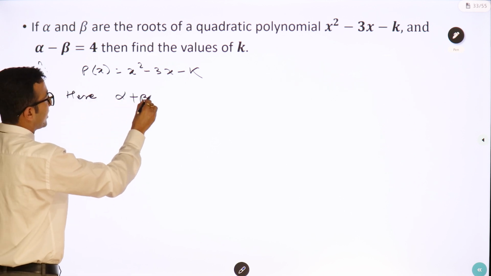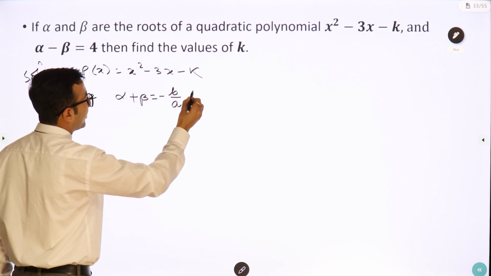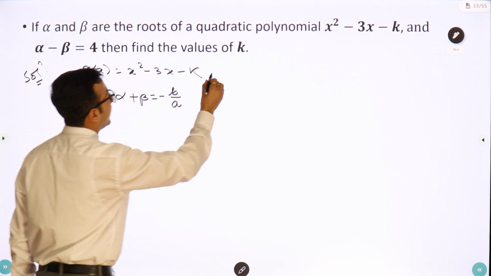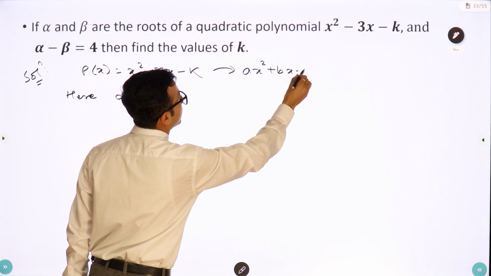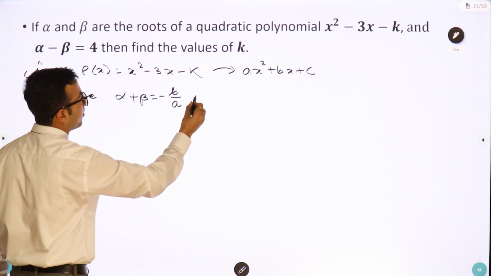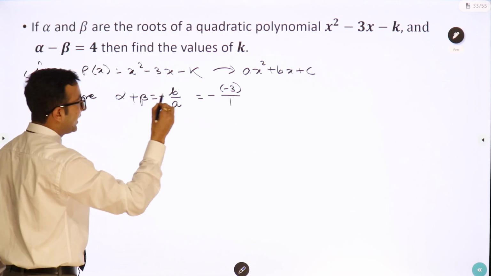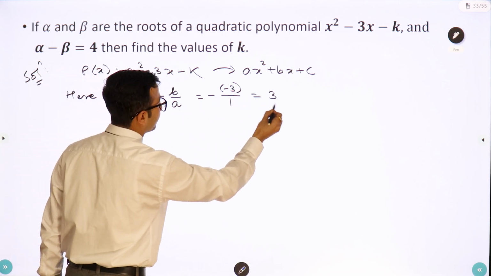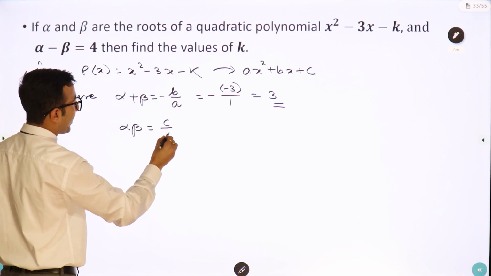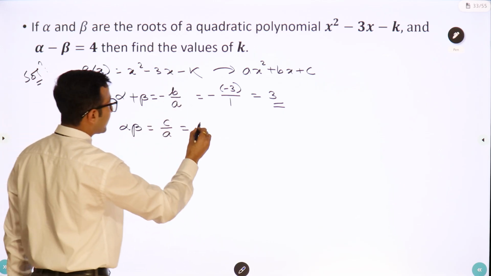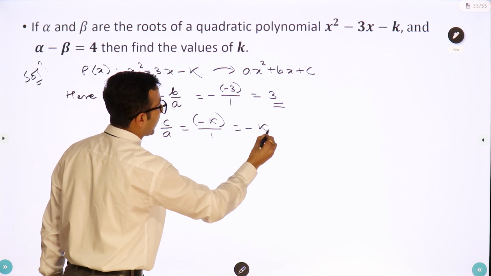Here, sum of the roots is minus b by a. Let's compare it with ax² + bx + c. In place of b you can find minus 3, and in place of a there is 1, so it gives us 3. This is the sum of the roots. Product of the roots is c divided by a. In place of c, there is minus k, divided by 1, which equals minus k.